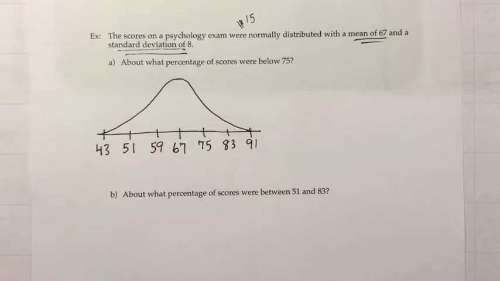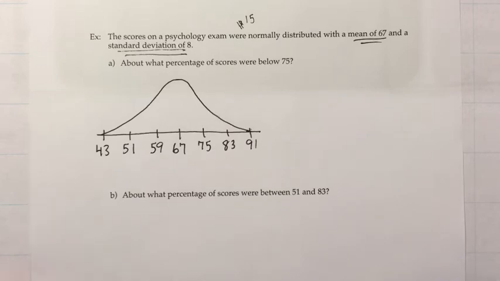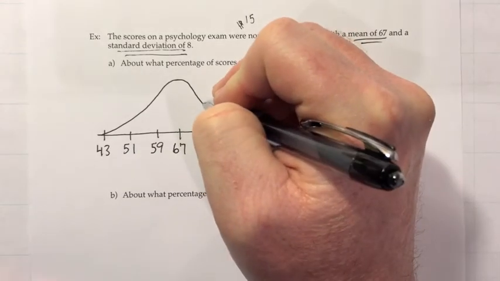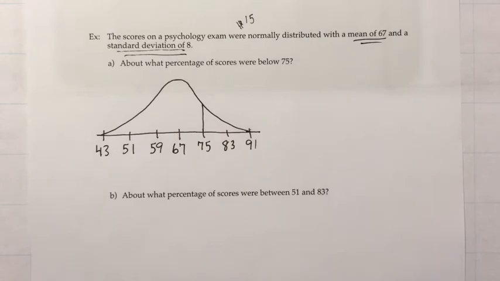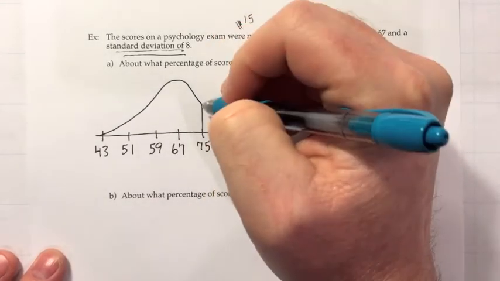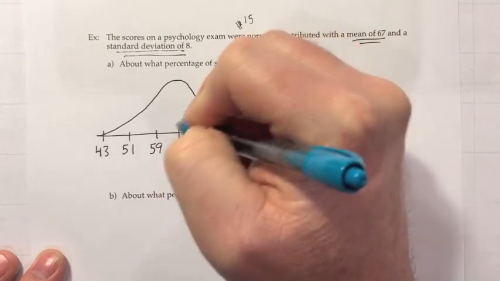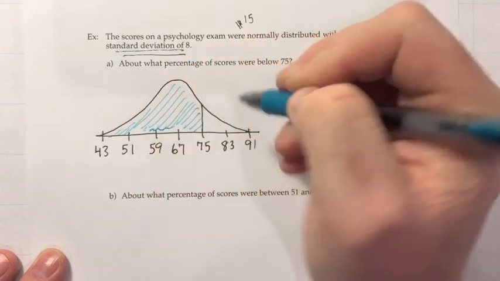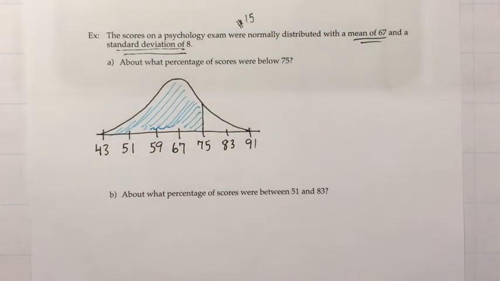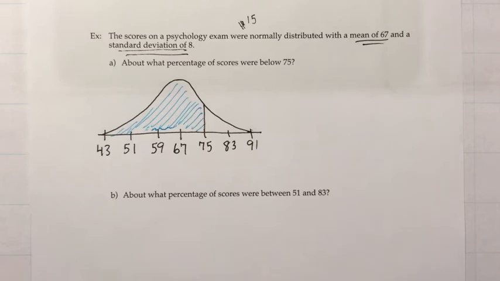And now we want to shade the area that they're talking about. So they want us to find what percentage of the scores are below 75. So 75 is right here. So I'm going to draw a line at that spot. And then when they say below 75, they mean less than or to the left of. So let's go ahead and shade the area to the left of 75. All right, and then whatever that area is, that's what the answer would be. We'll think of it maybe as a decimal and a percentage, but the percentage form would be the answer to this question.